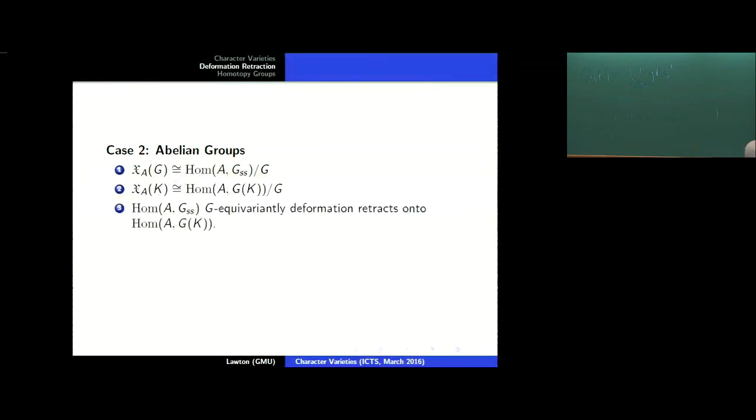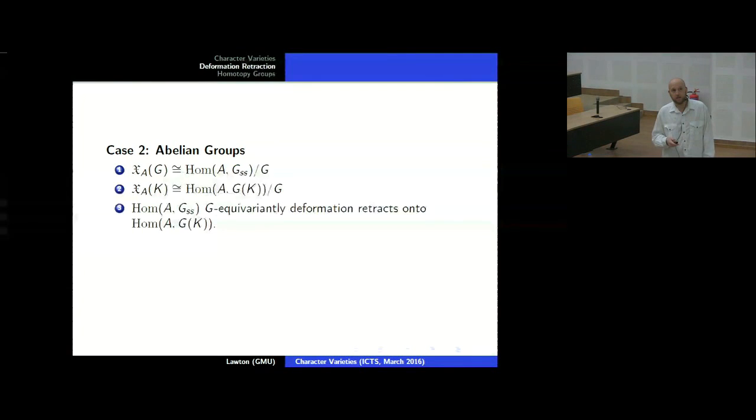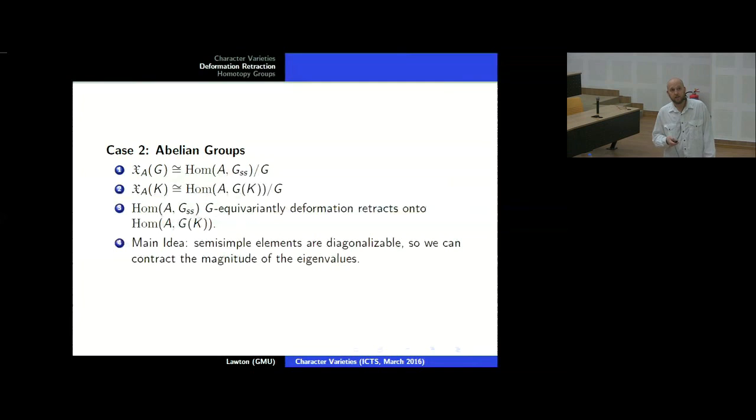Okay, and then the trick is on the Hom space to show that this guy deformation retracts to this guy G-equivariantly, and then you're done. And so how do you do this? Well, the main idea, it takes work, especially because we're not assuming G's connected. We're doing this even in disconnected groups. The disconnected issue is actually really subtle.